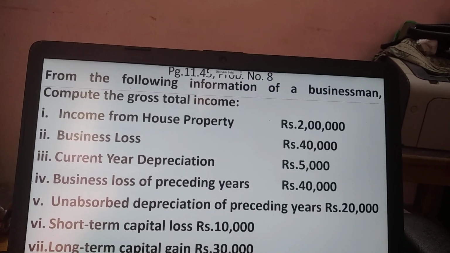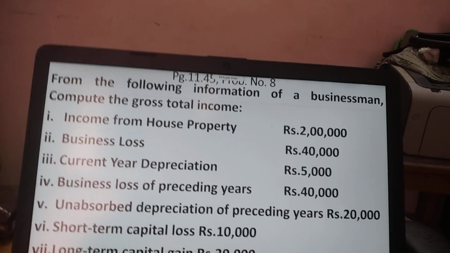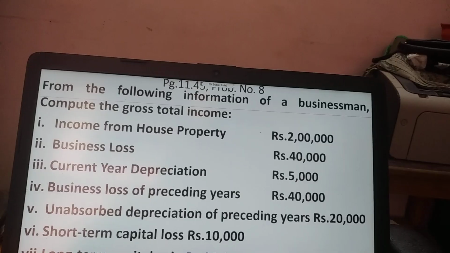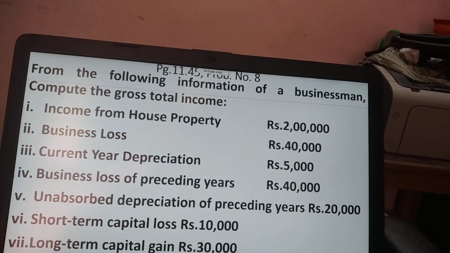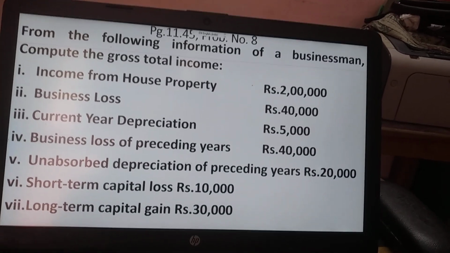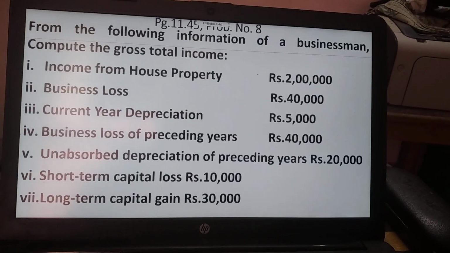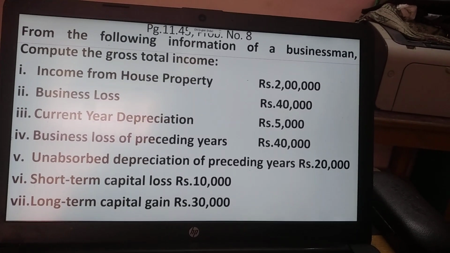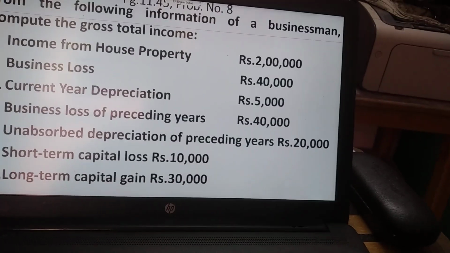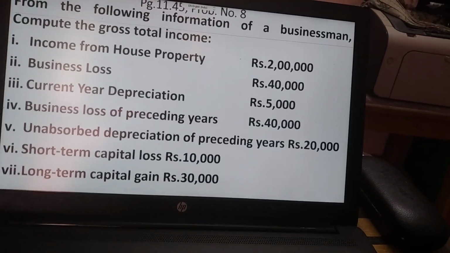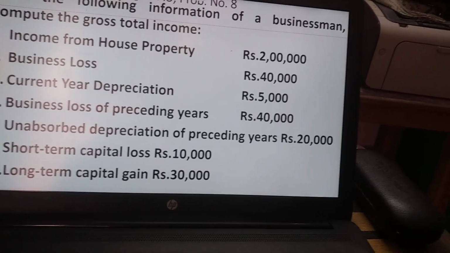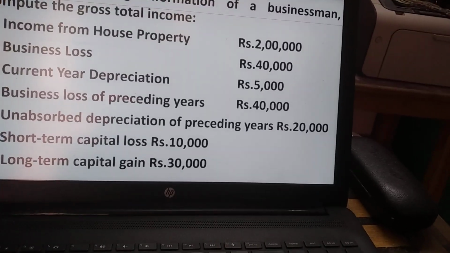Step 1, setting off of current year business loss. Step 2, setting off of current year depreciation. After that, step 3, setting off of unabsorbed depreciation of the previous year. That's all. The preceding year business losses or previous year business losses should be carried forward for the subsequent year, and then you have to set it off only with the business income. As far as this particular problem is concerned, business income is not there, right? So you cannot set off the previous year business loss in this particular problem.